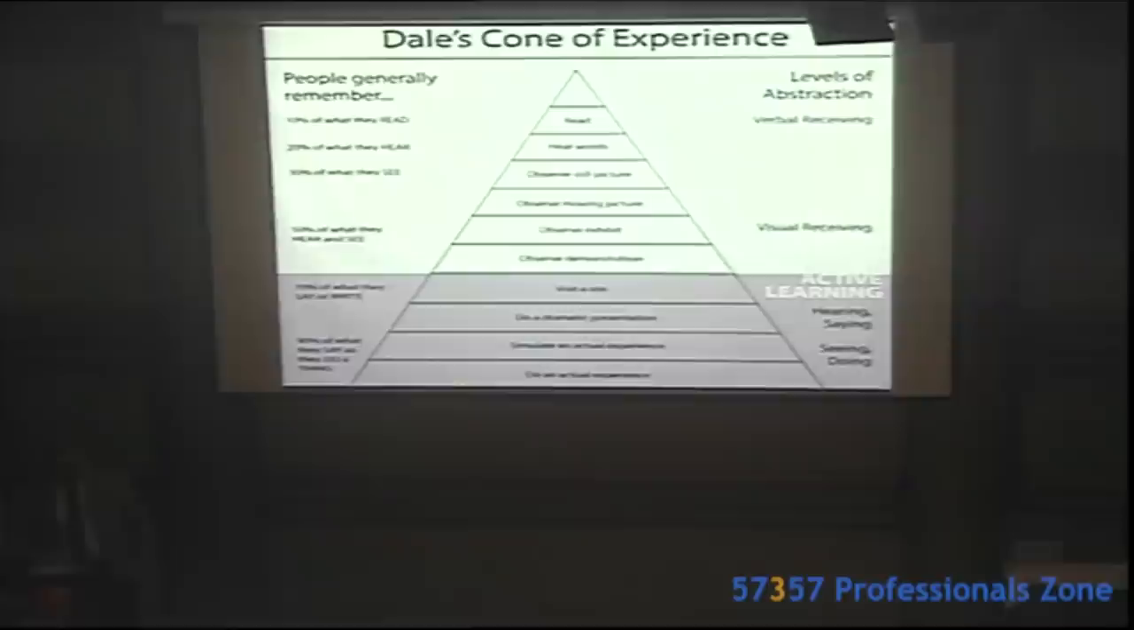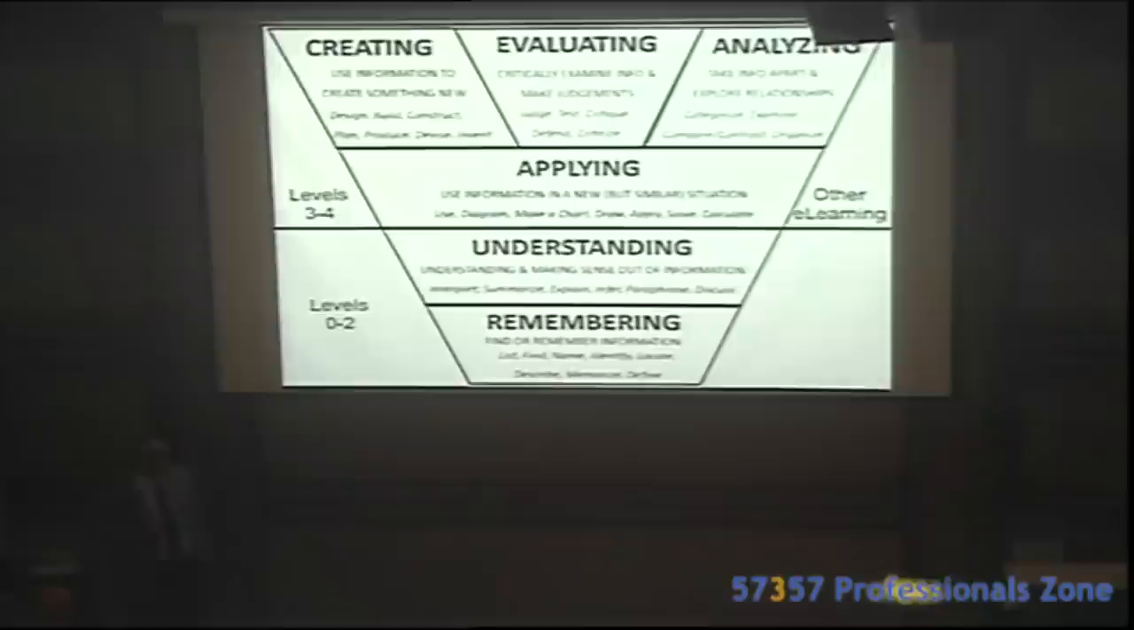The other very old theory that I'll bring up is Bloom's taxonomy. In Bloom's taxonomy, we have remembering and understanding as the easier things, and the more difficult things are applying, analyzing, evaluating, and creating. What you do in e-learning today, mostly the levels 0 through 2, are at the understanding and remembering level of the content you have. The applying, analyzing, evaluating, and creating can be done with levels 3 and 4. It also can be done with other e-learning experiences like assignments.